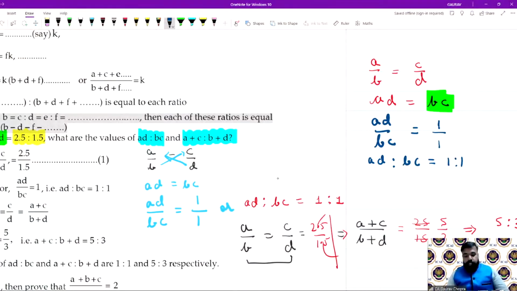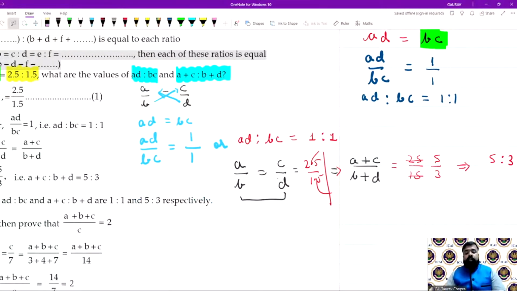So I have done the repetition of the first part, and in the second part we have just applied addendo, and after doing addendo we are getting 5 by 3.